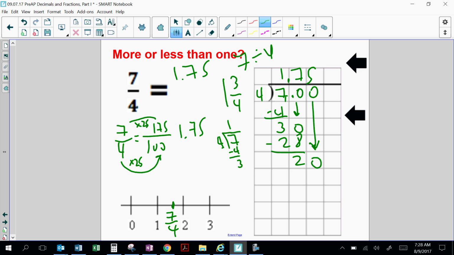So what we just did is we're given a fraction. From this fraction, you can use place value of hundredths, or you can divide the numerator by the denominator.